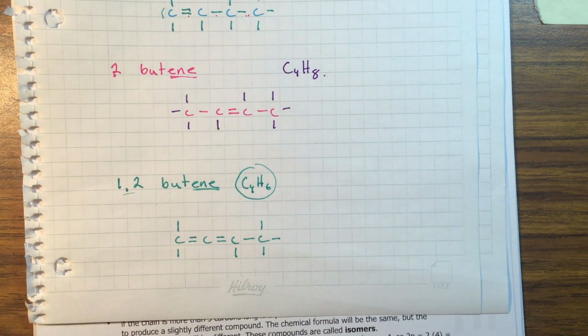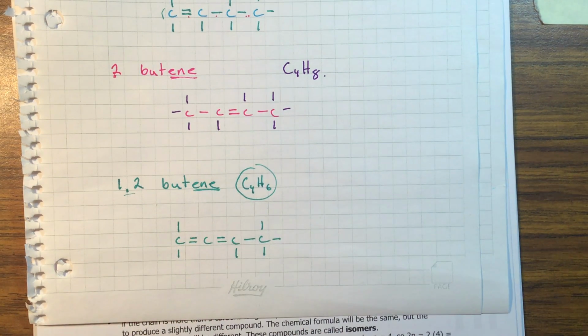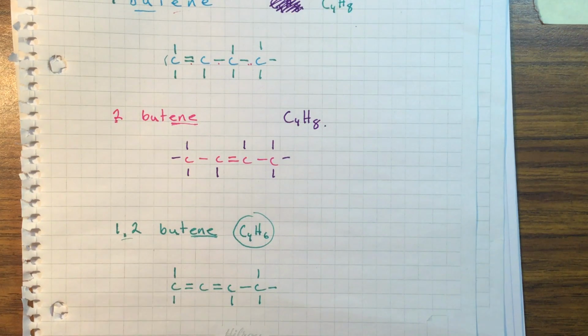We could have 1,2,3-butene as well, where it's double bonded in each spot. Okay, so that's the ene. The number in front of it tells you where the double bonding will happen.